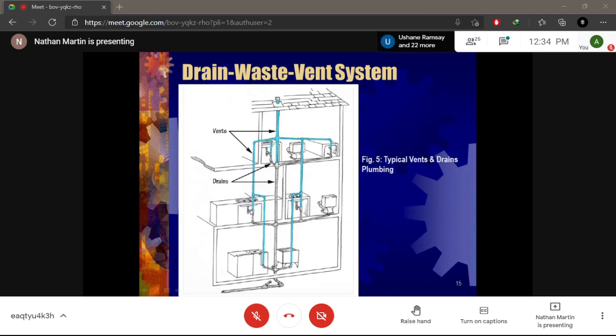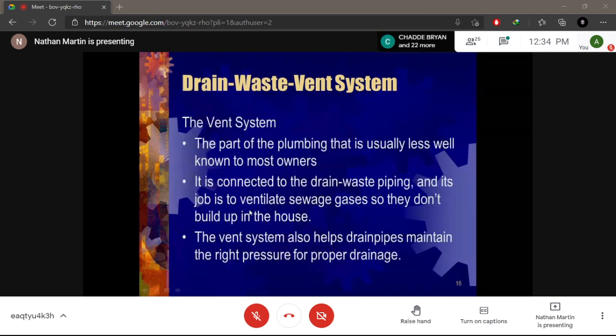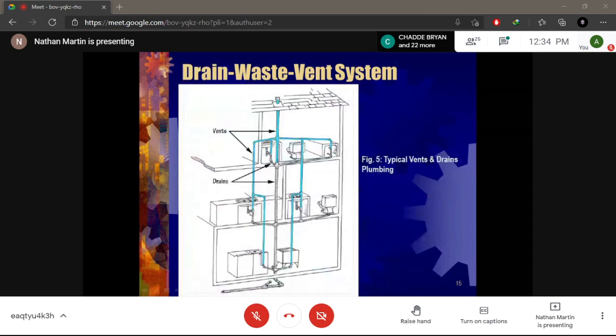Realize that there is a system here. This U system, or this trap, is really to trap water so that the scent cannot go back into the house. Same way with here, it's able to trap water. Now for the toilet itself, the water that settles in the toilet is what is used to trap the scent within the system.